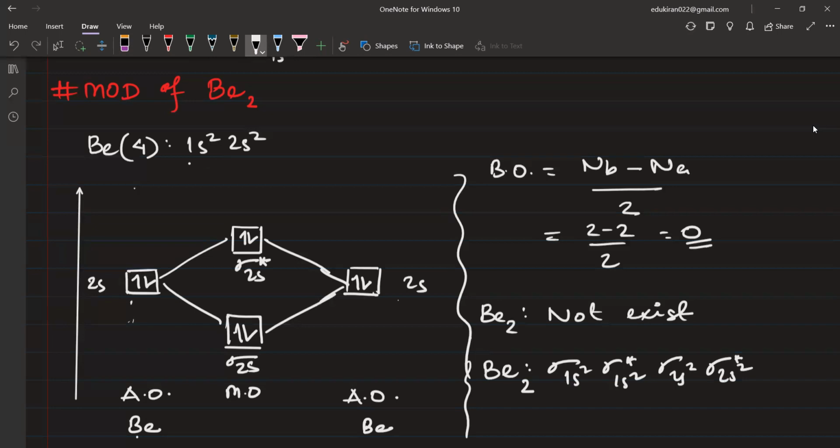Is everyone clear with this electronic configuration? Yes or no? I hope you can see that there is sigma 1s2 and sigma star 1s2 even without writing it. Can all of you see that? Yes. Iram, Hiba. Yes, sir. Yes, Hiba.